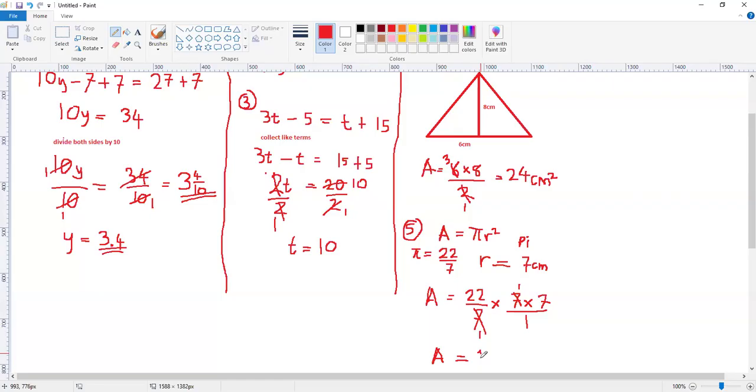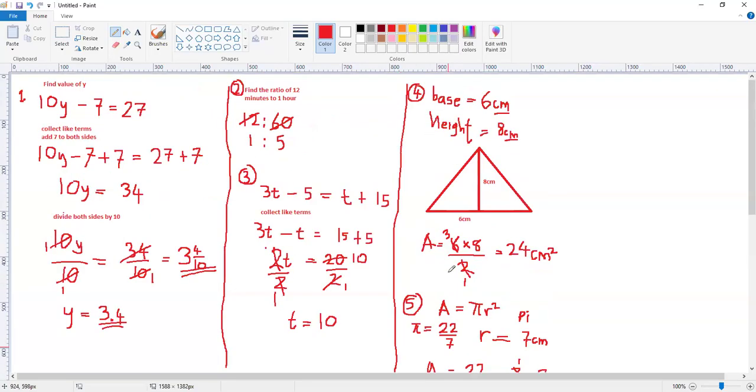154. Perfect. Don't forget the unit is going to be the same as the one above, cm squared, because it's an area. Areas are usually squared. Okay, let me allow you to write this one down.